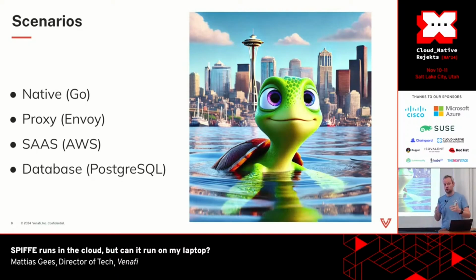The third one is using our SPIFFE identities issued by Spire to communicate with a SaaS provider. In that case, it was AWS, and we are able to use that SPIFFE identity to authenticate to AWS and take certain actions. The last scenario we covered was talking to a database, PostgreSQL. Even though PostgreSQL doesn't understand SPIFFE identities natively, we still can use the short-lived certificates that Spire gives us for authentication with certificates.